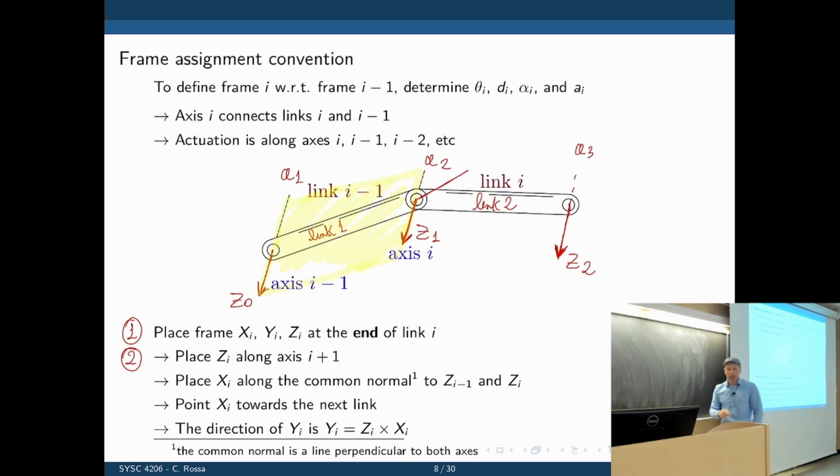This is just to say that by doing that, X1 will be along link 1, X2 will be along link 2, and so on. All right, so X1 is here. That is X1. I'll let you find X2. Where is X2?